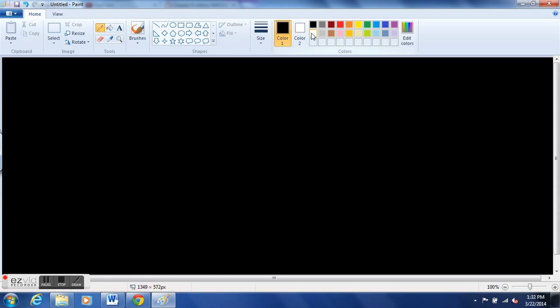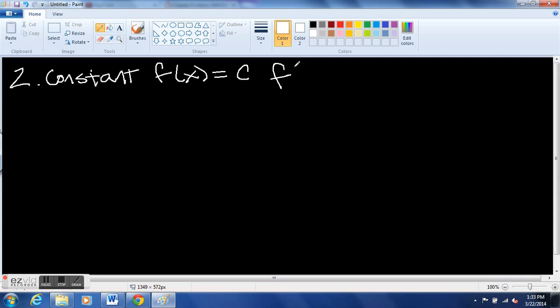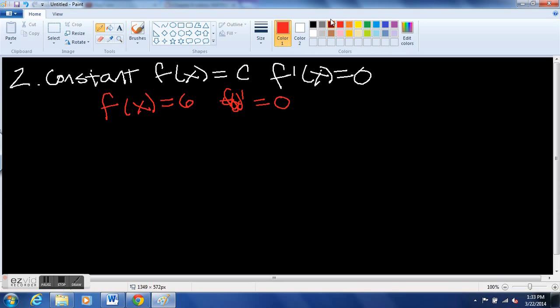Here's rule number 2. Your book calls it the constant rule. Basically, if the function is a constant, if f of x is equal to some constant c, then the derivative is equal to 0. So, as an example, if you had f of x is equal to 6, then the derivative of f of x equals 0. So the derivative of a constant is always equal to 0.